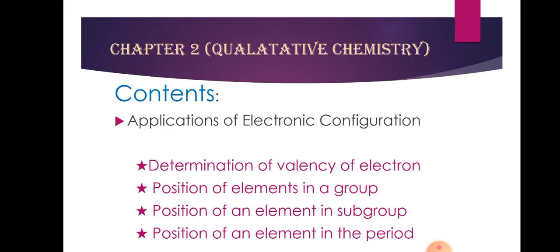Our today's content is applications of electronic configuration. And under this topic, today I will discuss about number 1, determination of valency and valence electrons of an element. Number 2, position of elements in a group of a periodic table. And 3, position of an element in subgroup in the periodic table. And lastly, position of an element in the period in the periodic table.